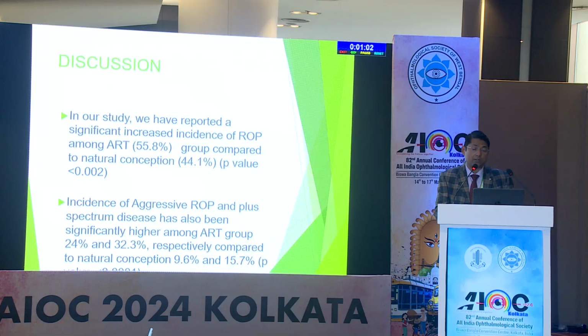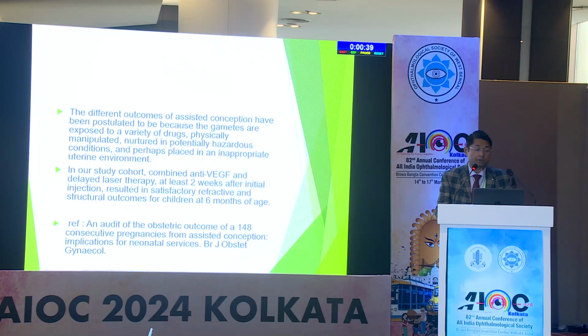In the discussion, our study reported a significant increase in the incidence of ROP among ART babies compared to the natural conception group. Incidence of aggressive ROP and plus spectrum disease was also significantly higher among ART babies compared to natural conception, where it was only 9.6 to 15.7%. The differences in outcomes in assisted conception babies have been postulated to be because gametes are exposed to a variety of drugs, physical manipulation, and nurtured in potentially hazardous conditions.